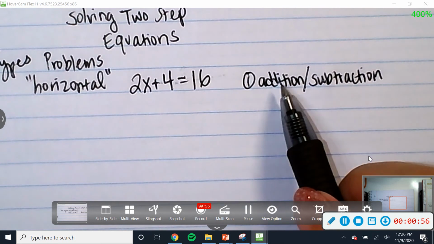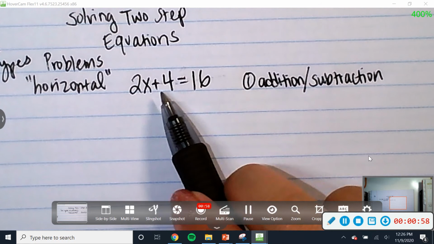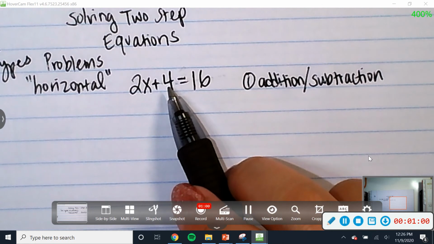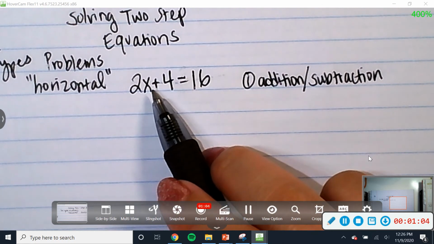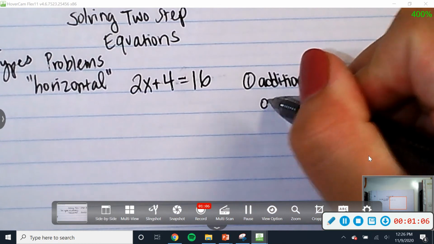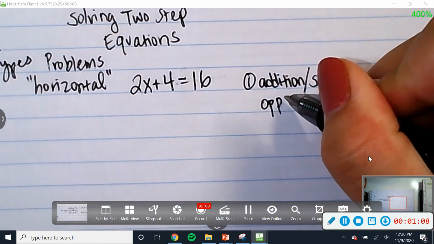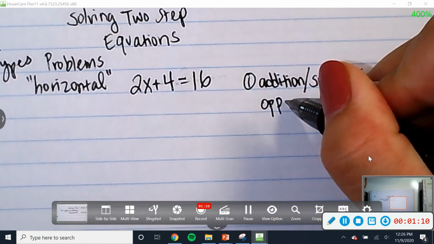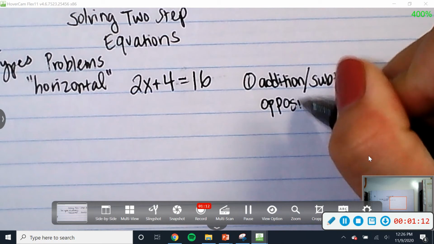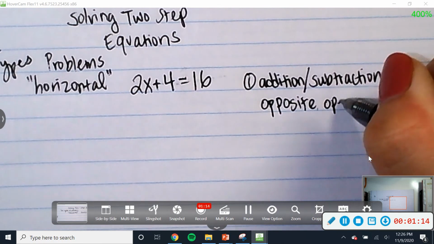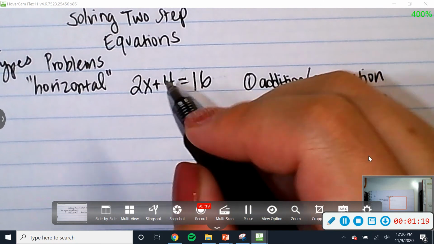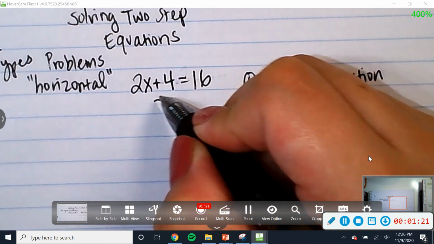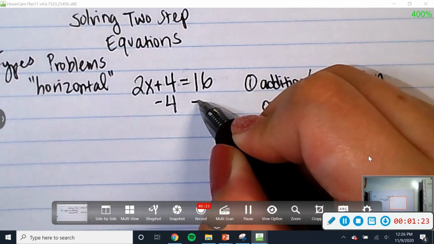So it depends on the problem here. So let's take a look at our example, 2x plus 4. I focus here on the addition. I'm adding 4 in this problem. Because I am adding 4, and the rule is whenever we're solving equations, we will always do the opposite. So the opposite operation of addition would be to subtract. So I would subtract 4 on both sides.